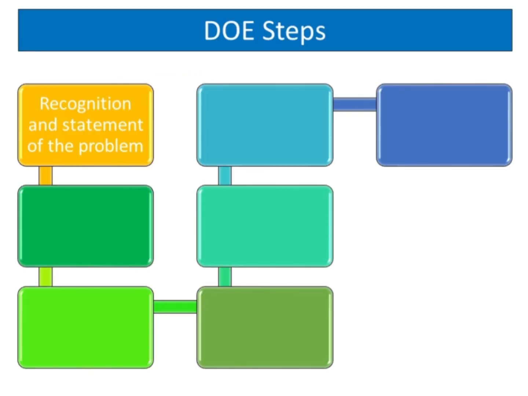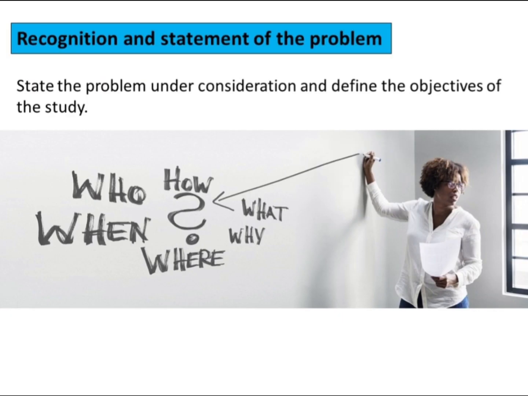Although designed experiments have a wide range of applications, consider these general guidelines. 1. Recognition and statement of the problem. State the problem under consideration and define the objectives of the study. The DOE problem statement should be a written document that is circulated for comments, formally reviewed between the DOE project team and the manager that they report to.